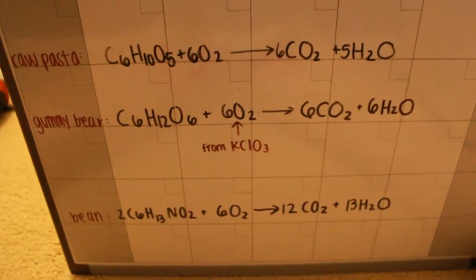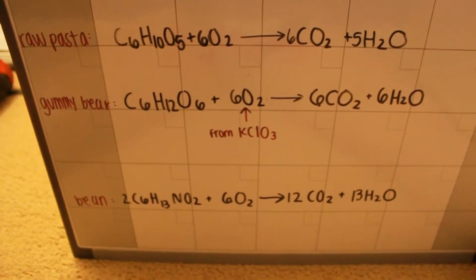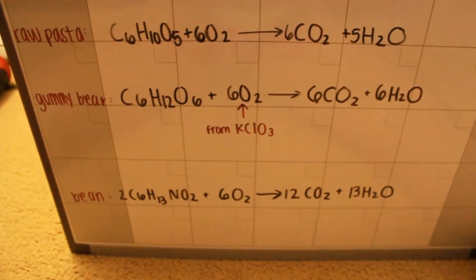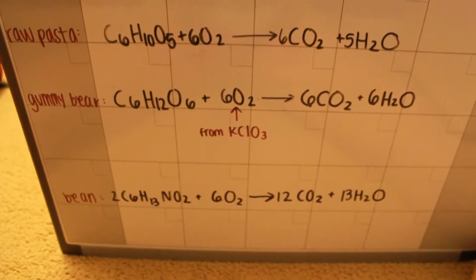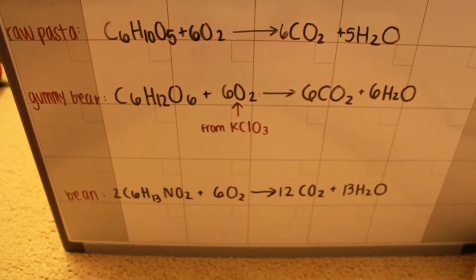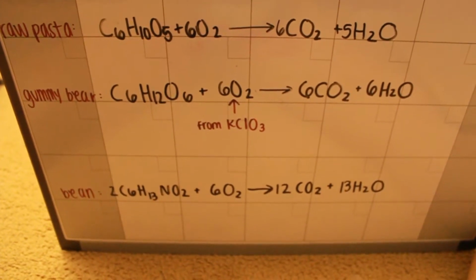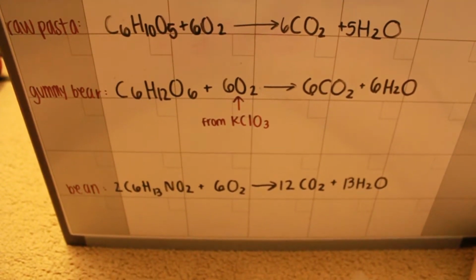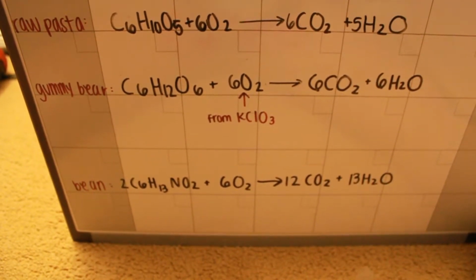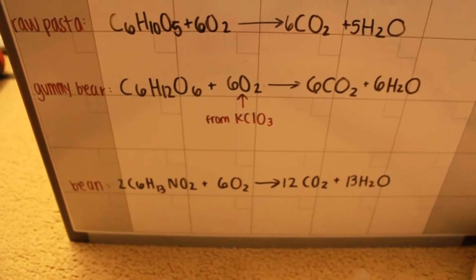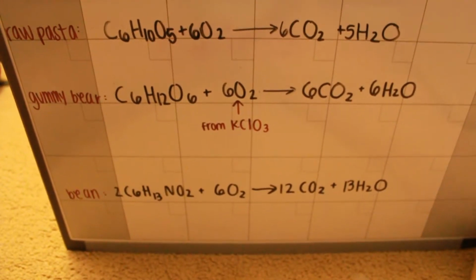The three substances we use for the experiment are raw pasta, gummy bear, and bean. Raw pasta contains a starch, and when you mix it with O2 from the KClO3, which is potassium chlorate, that we get from the reaction above, it produces carbon dioxide and water. The gummy bear starts off with the sugar and goes the same thing with O2, and then goes CO2 and H2O. And the bean has a protein, and it also produces CO2 and H2O. Then that gives you all these weird, awesome reactions, which y'all will see in just a few minutes here.